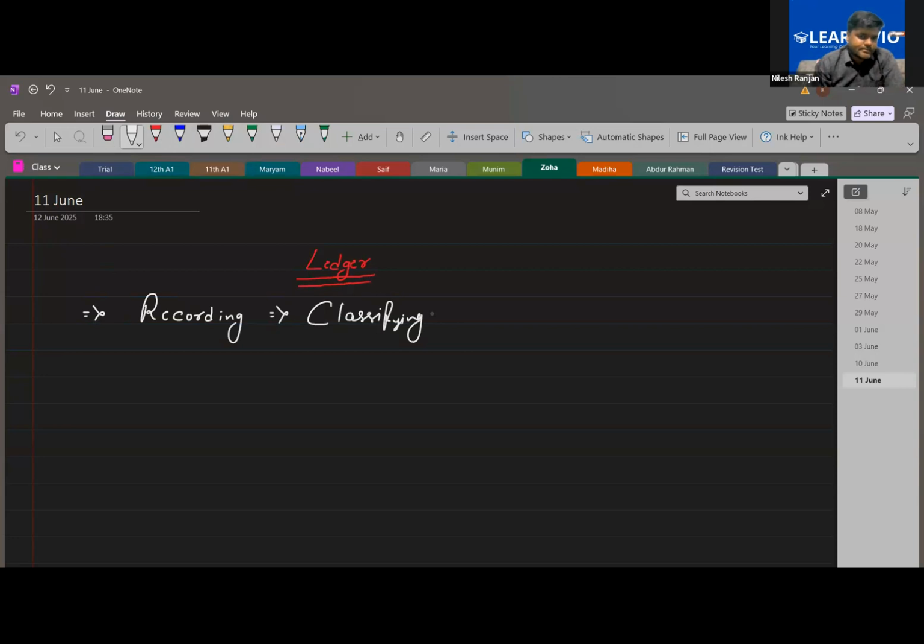Oh yeah, classifying is like, to put into different accounts, right? Because there are different accounts divided into different ledger parts. When you do the journal entry, there are certain entries that fall under certain accounts under ledger. So when you make the ledger, you have to classify them into those respective accounts. Yes, that's what it means.